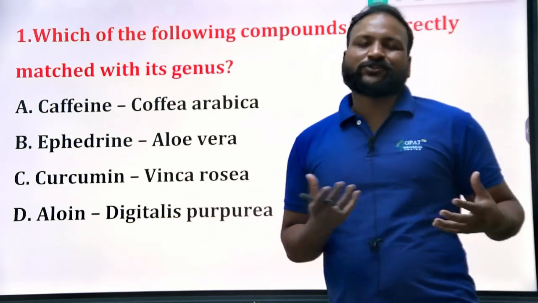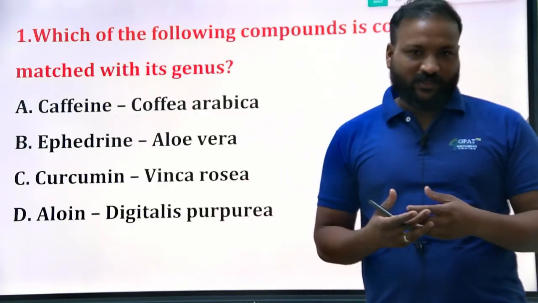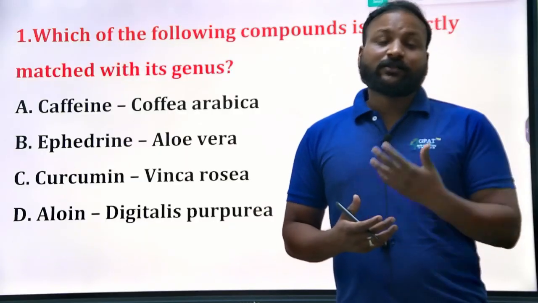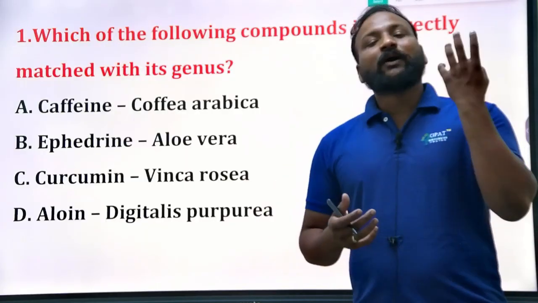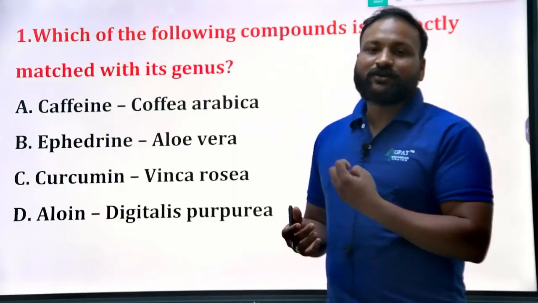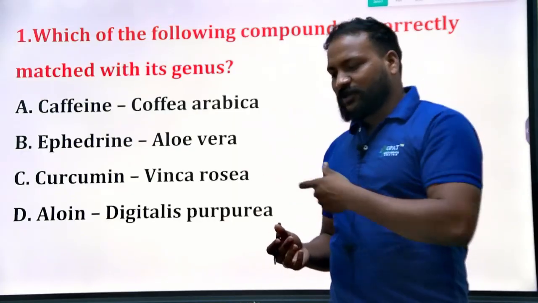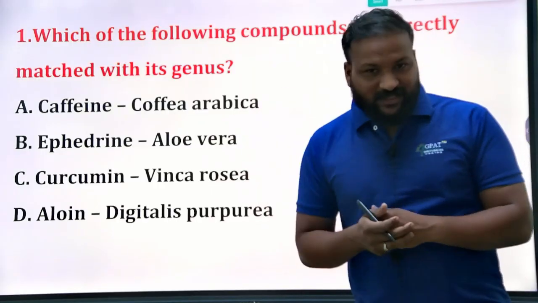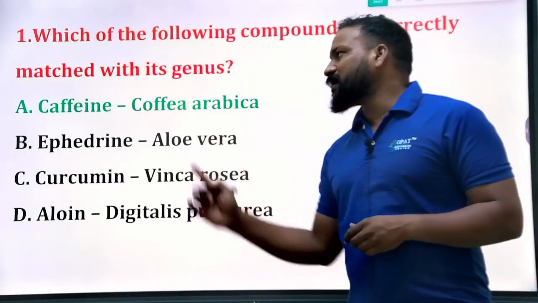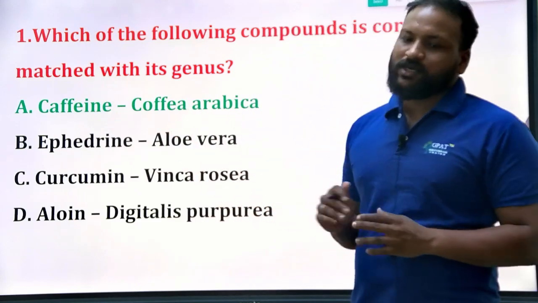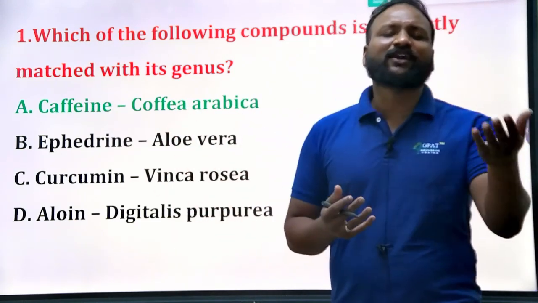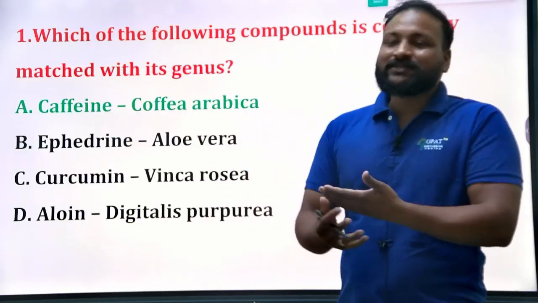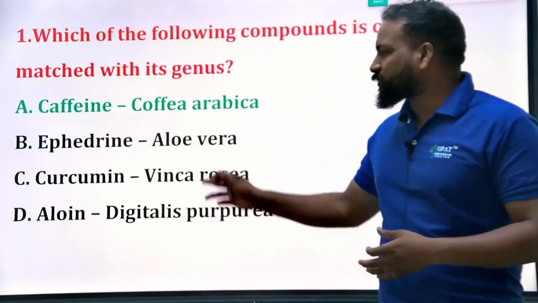Just now we came across the topic of prefix as a clue and suffix as a clue. From the prefix itself, you know from which plant the chemical constituent is obtained. From the prefix, most of the chemical names have been assigned. From the suffix, you can characterize which type of compound it is. So the right answer is undoubtedly option A, because caffeine is obtained only from Coffea arabica. From Aloe vera we get aloin, emodin, rhein. But ephedrine is obtained from Ephedra gerardiana, so that is a wrong option.